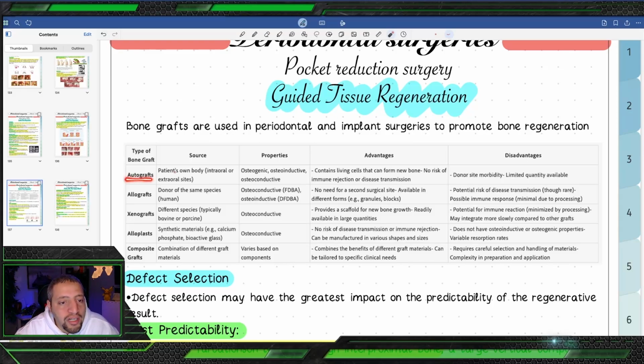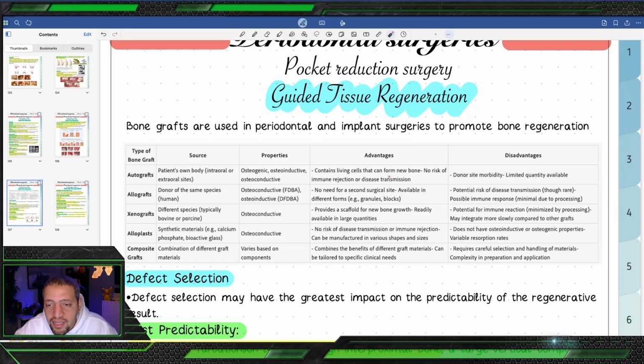So we have autograft, which is the patient's own body, intraoral, extraoral. This one has osteogenic, osteoinductive, and osteoconductive. Osteogenic because it's the same body. Osteoinductive because it's the same material. It will induce the bone to start building the architecture, and conductive because it will conduct the bone itself to start laying down the calcified material.